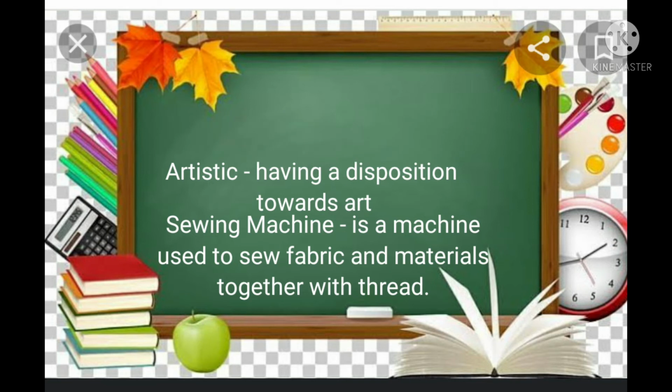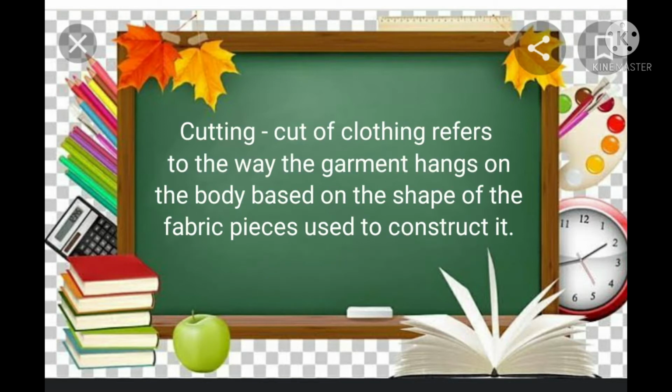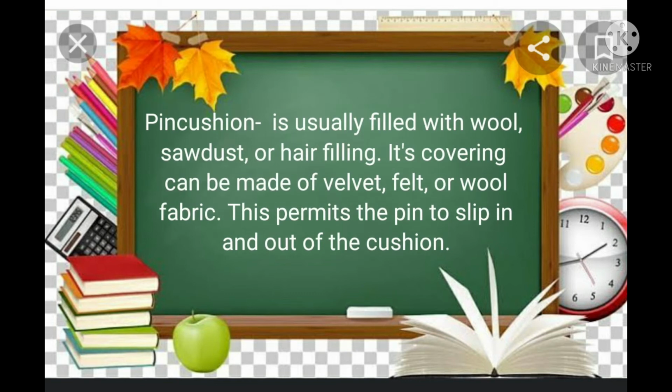Artistic, having a disposition towards art. Sewing machine is a machine used to sew fabric and materials together with thread. Cutting, cut of clothing refers to the way the garment hangs on the body based on the shape of the fabric pieces used to construct it. Pin cushion is usually filled with wool, sawdust, or hair filling. Its covering can be made of velvet, felt, or wool fabric. This permits the pin to slip in and out of the cushion.